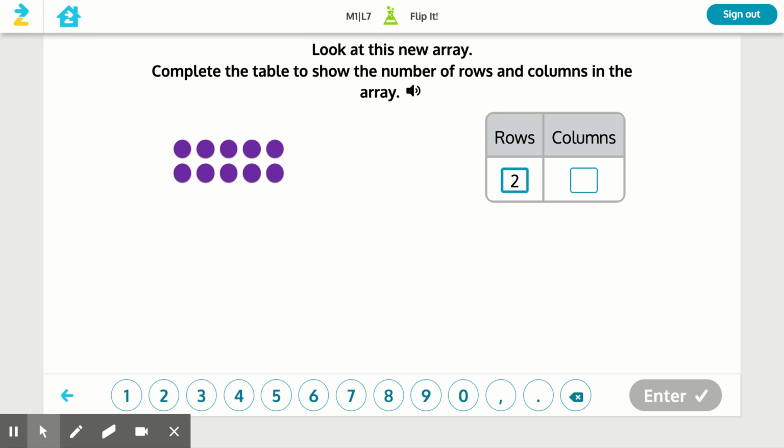Now in your Nearpod, tell me, how many columns do you see? Remember, columns run straight up and down. How many columns do you see? Let's count them together. 1, 2, 3, 4, 5. There are 5 columns. This array has 2 rows and 5 columns.